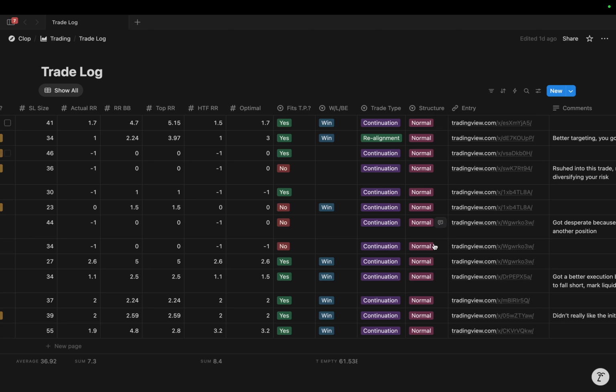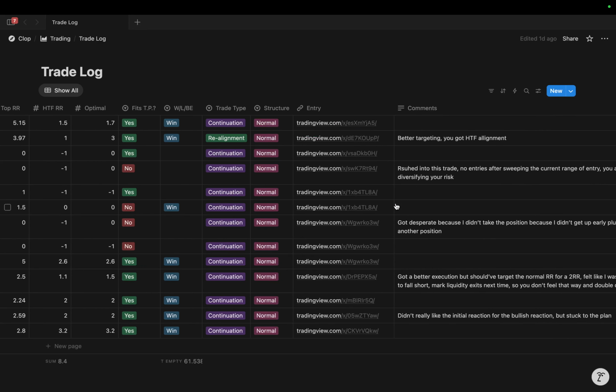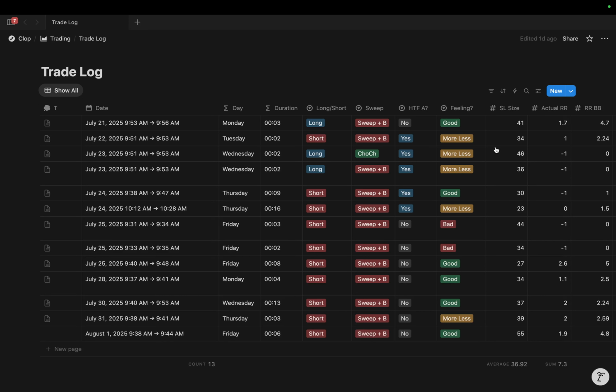And also structure. If we had pretty much normal structure, all time highs, if you can even input a little bit more, something like a range or some stuff like that. And by the end of it, you got the entry and you got the comments, right? Why is this important? Many people don't log their trades.